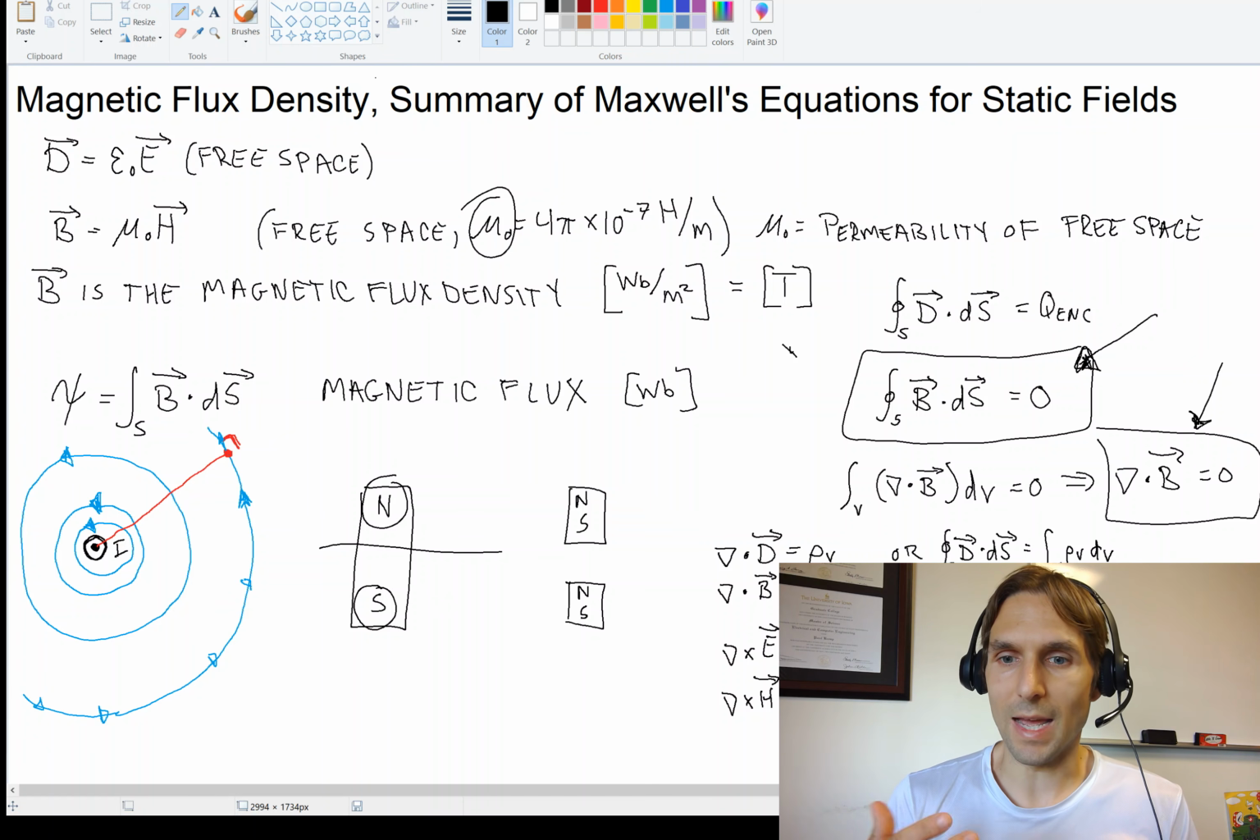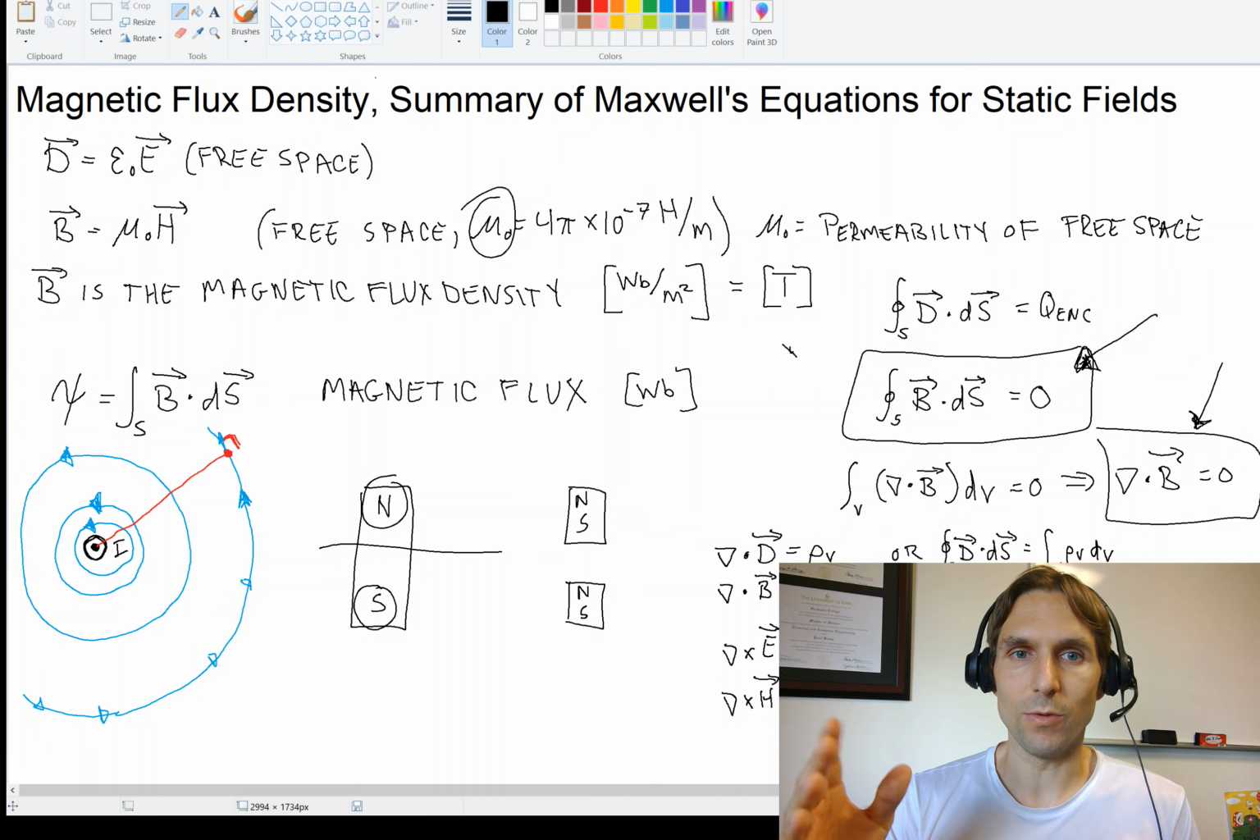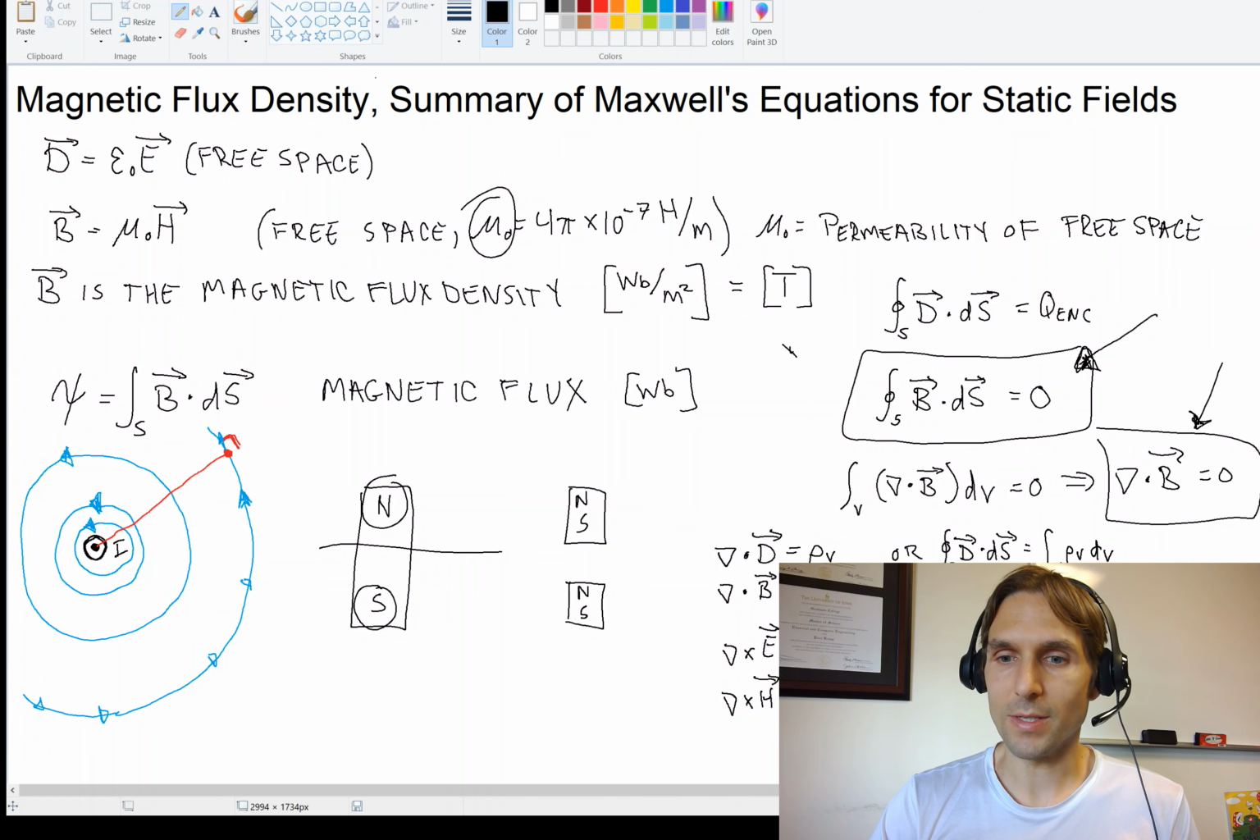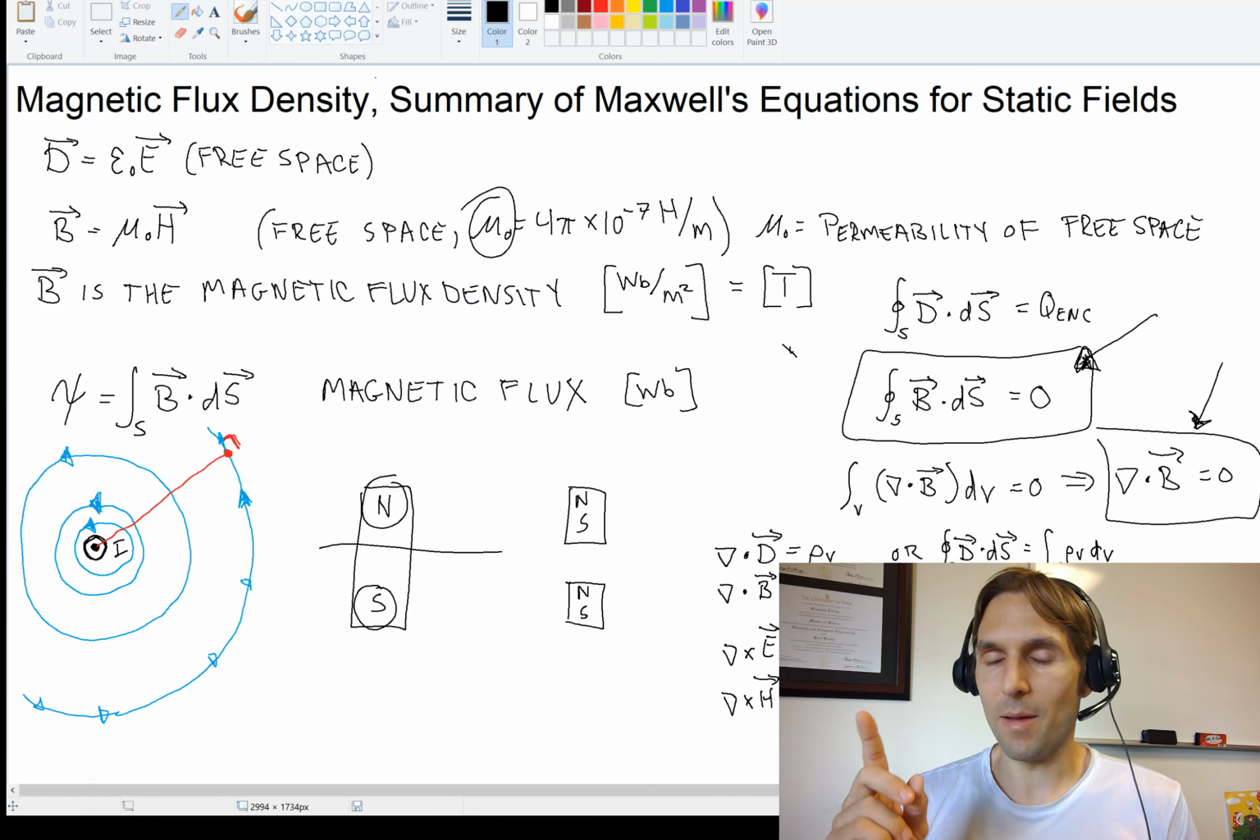Of course, this is not the most general form of Maxwell's equations. We have the time varying fields that we need to get to. But before we do that, we're going to consider something called magnetic potential, which is kind of the analogy to potential in electric fields, right? And then we're going to look at magnetism in materials, which is very interesting. And we did this for electric fields. We're going to move from free space now to materials. So I'll see you in the next video on magnetic potential.